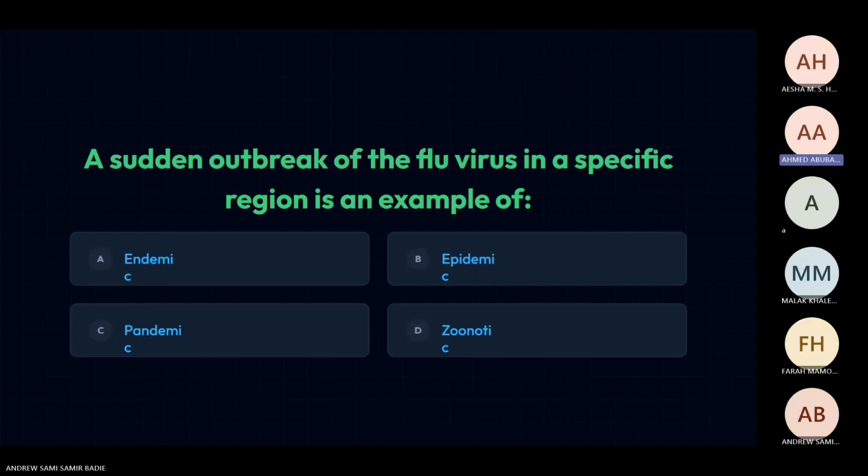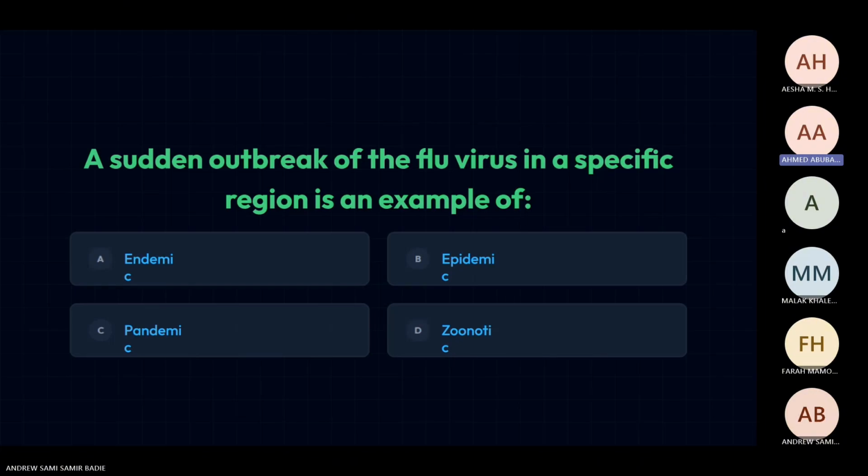Okay, it cannot be A because we're talking about a sudden outbreak of a virus. So we're talking about cases of the infection itself having spiked. If you're talking about endemic, the disease is always there, but it does not have high levels of infections among an individual group of people.